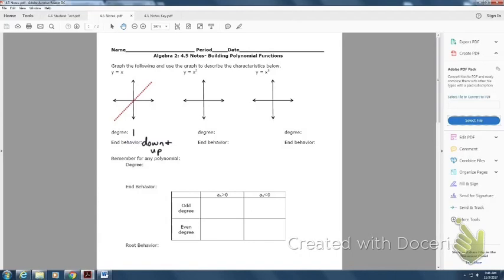Then you have x squared, which is a parabola. What's the degree for quadratic? 2. Up and up or down and up? Up and up. Then you have cubic. What is the degree there? Down and up or up and up?